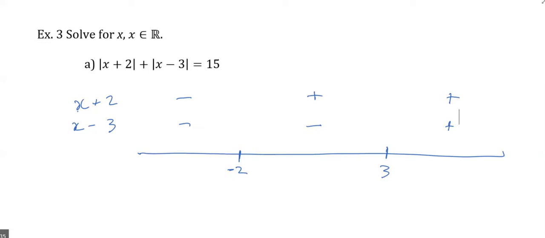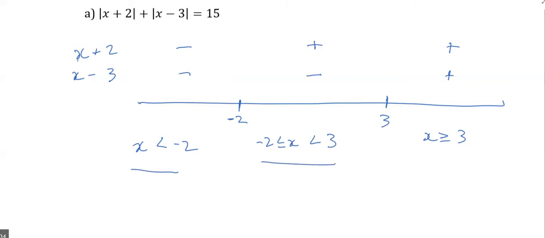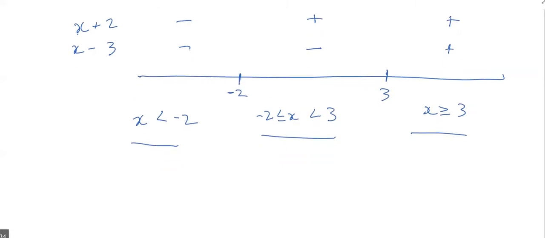When x is less than -2, this is when -2 is less than or equal to x, which is less than 3. And this one is when x is greater than or equal to 3. Those are my three cases. In the case where x is less than -2, both my absolute values will be negative. So I've got negative x plus 2 minus x minus 3 equals 15.